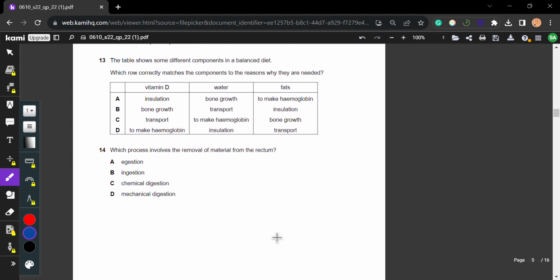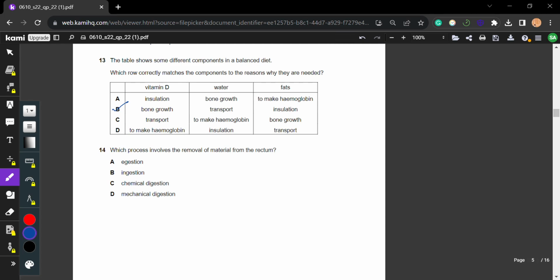Question number 13. The table shows some different compounds in a balanced diet. Which row correctly matches the components to the reason why they're needed? Vitamin D is needed for insulation, transport, or to make hemoglobin or bone growth. Now, this is a fact that you should know. And since all of these options are different, I already know the answer. It's going to be B, bone growth. Now, vitamin D is essential because if the body has to absorb calcium, vitamin D has to be present.